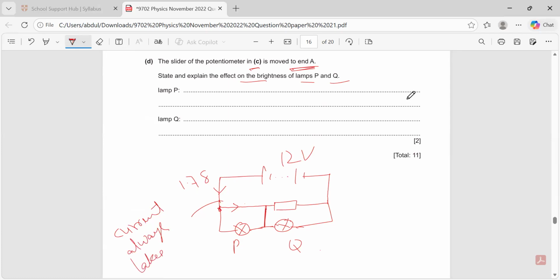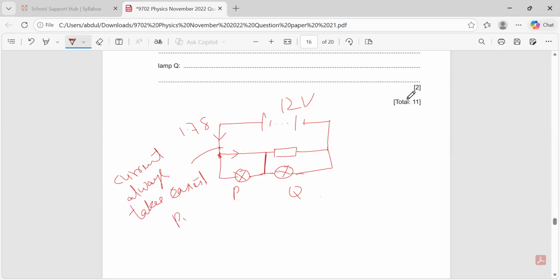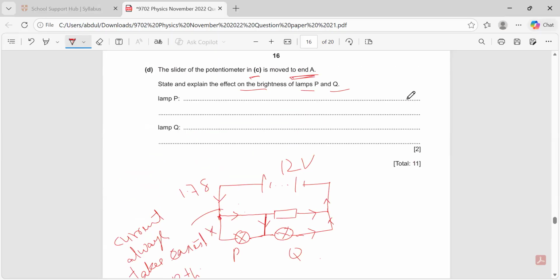Current always takes the easiest path. So no current passing through it. Current goes this way, this way, this way, this way, even this, but no current here. So what will happen? My dear friend, they said state the effect on the brightness of lamp P and Q.